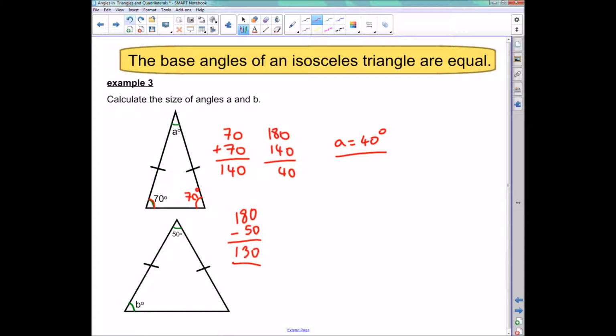Now I know that this angle down the bottom here is the same as the angle on the other side there. The two base angles are the same. So that means I need to split this 130 in half, and I'm going to do that by dividing by 2. So I'm going to use the bus stop method for that. 13 divided by 2 is 6, with 1 left over. 10 divided by 2 is 5. So that means that B has to be 65 degrees.